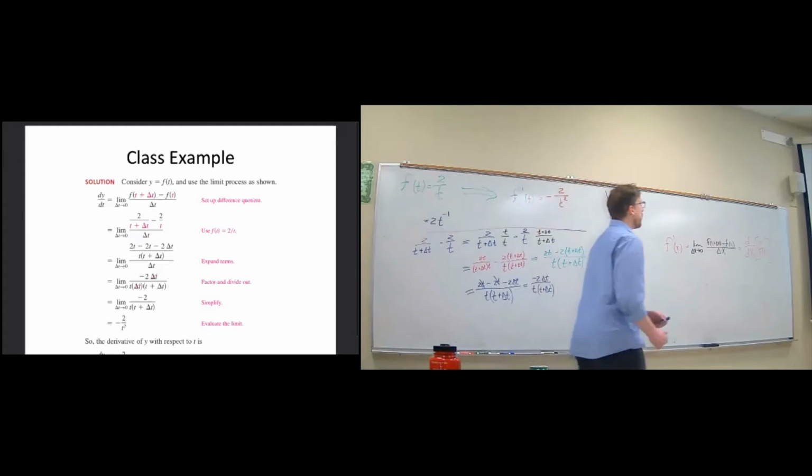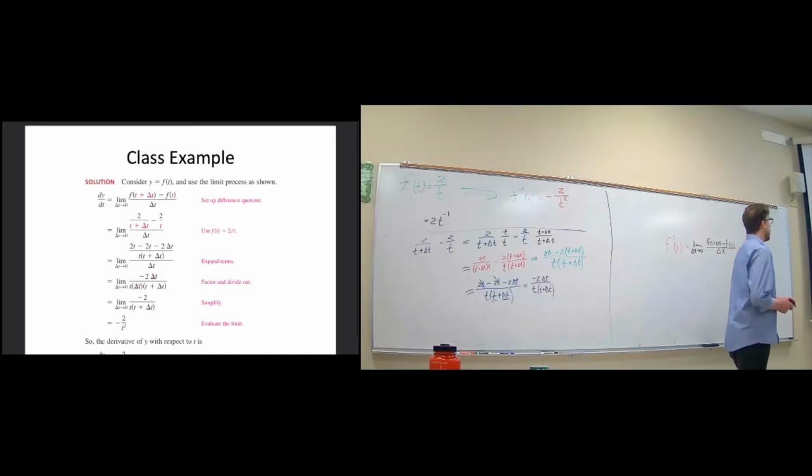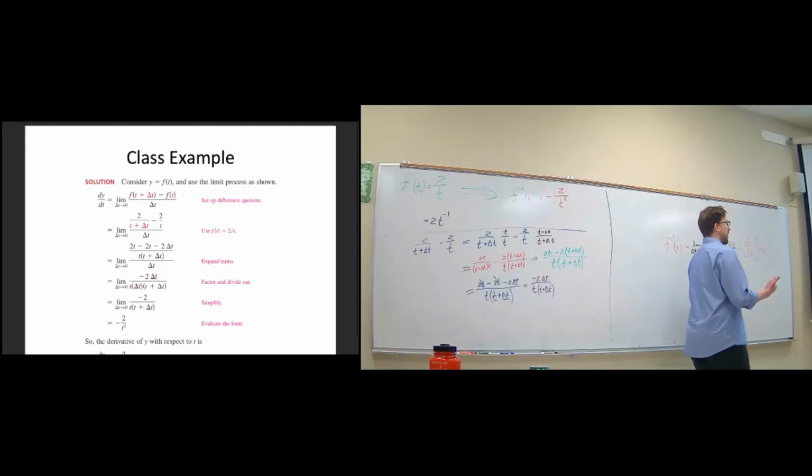So this is how they get to here, and then to here. Right? Notice then they get rid of this delta t. What they're left with is negative 2 over t squared plus t delta t as the limit of delta t goes to 0. Setting delta t to 0, this thing turns into negative 2 over t squared.